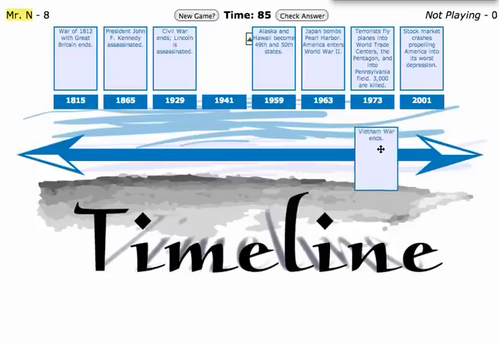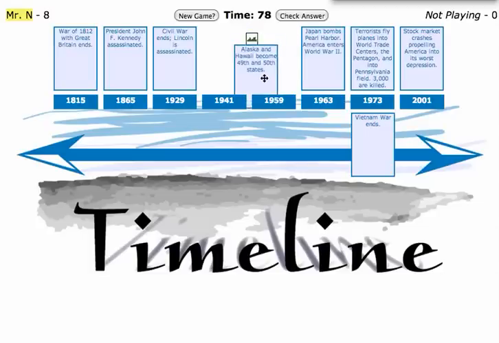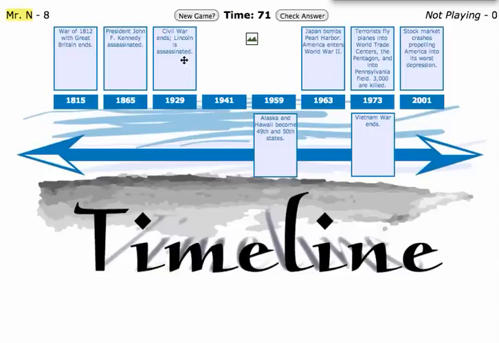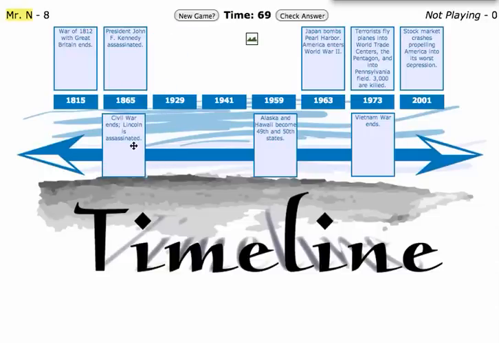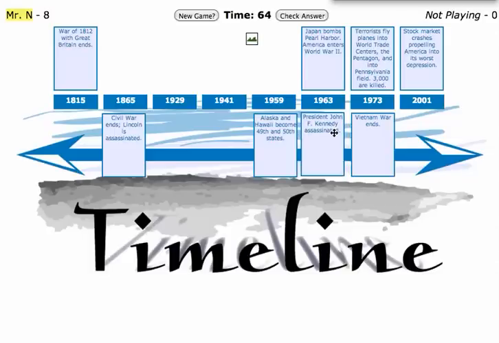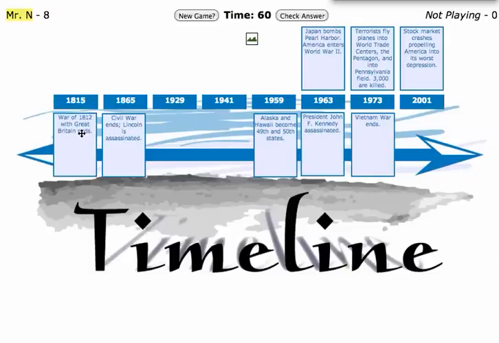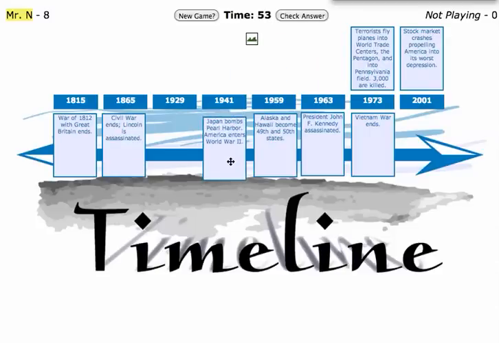So again, the Vietnam War ends. So these are randomly generated, so sometimes you get the same ones. Alaska and Hawaii become 49th and 50th states. That happened in 1959. The Civil War ends. Lincoln is assassinated. That's 1865. President John F. Kennedy is assassinated, and that's 1963. We know that the War of 1812 with Great Britain ends in 1815. Japan bombs Pearl Harbor. America enters World War II in 1941.